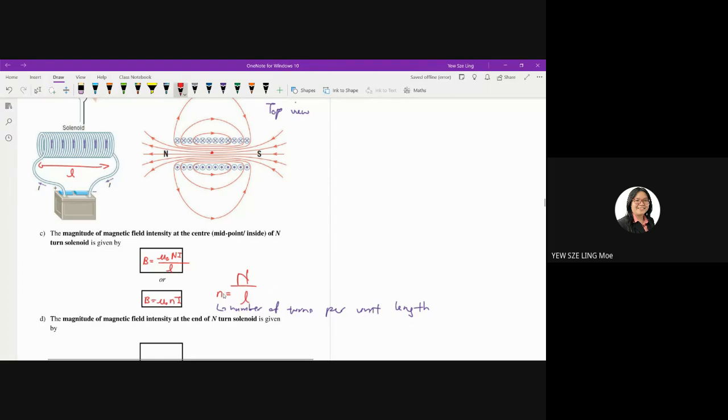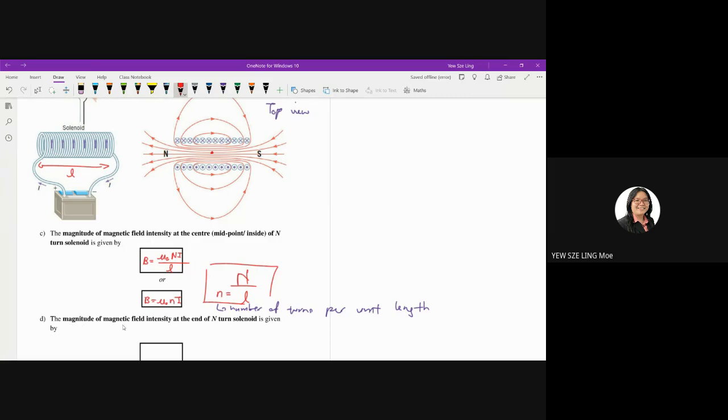Right, so this one is missed out in your books. So you yourself, you add a box beside them and then you write it down. And small letter n represents the number of turns per unit length. You see how many turns you have in 1 meter, or in 1 cm. That is the meaning of number of turns per unit length.